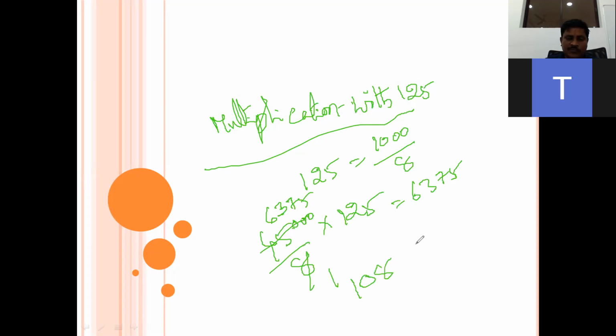108 into 125. After this number, we write 3 zeros and divide with 8. 8 1 ja, 8 1 ja, carry 2, 28. 8 3 ja 24, carry 4, 40, 8 5 ja 40, 0 0. So 13500.